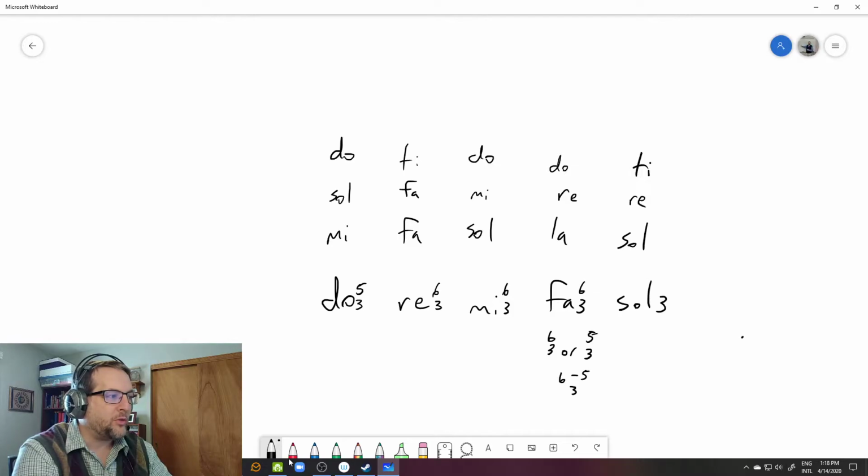Notice that now with 4 voices, I have both the 6 and the 5 on my fa chord. And so I've got this nice little 6, 5, 3, or 6, 5 for short. And that's the standard 4-voice texture on a fa, is to have that nice 6, 5, 3.